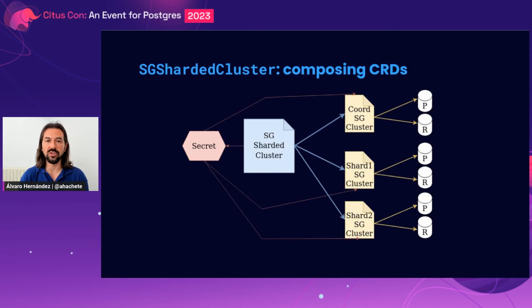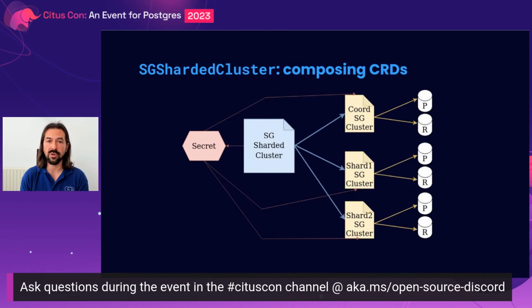Now, we wanted to lean on top of this to create the SG sharded cluster. So the SG sharded cluster, in reality, is also not going to create objects directly. It's going to create the appropriate SG cluster objects that will, in turn, create the pods where you run Postgres. And this is shown in this graph that you can see on the screen.